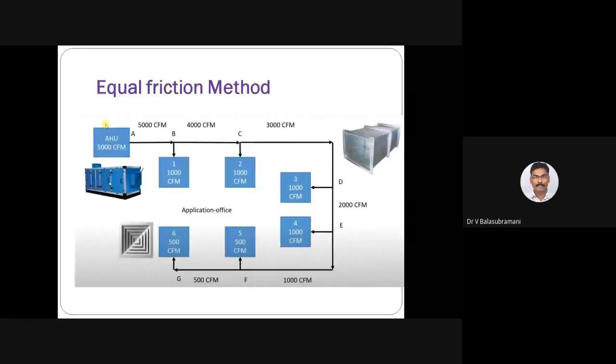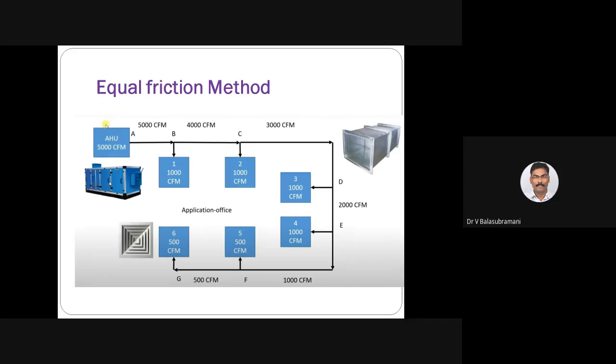So I just moved to the one problem. Here I have given one case study. I have one air handling unit at the starting. From the air handling unit, I have to distribute the air at 6 different locations. I have listed them as 1, 2, 3, 4, 5, 6.